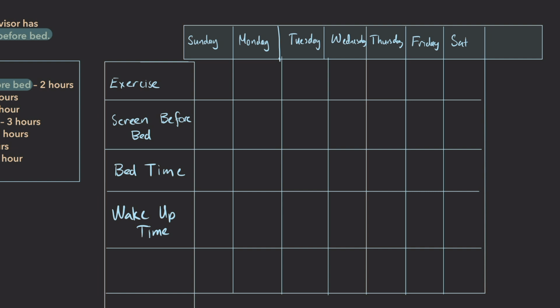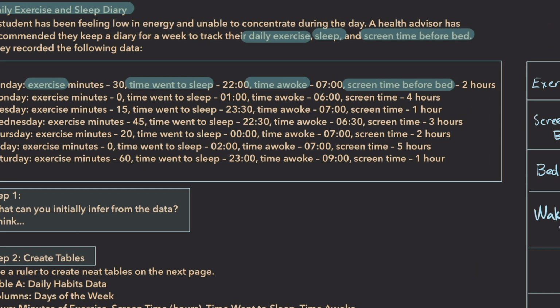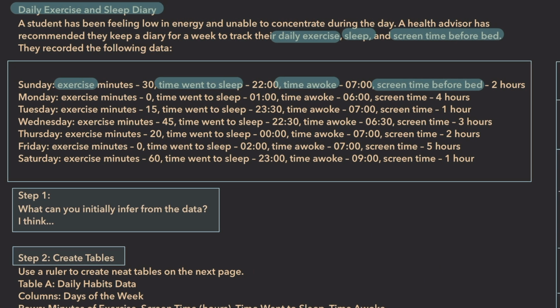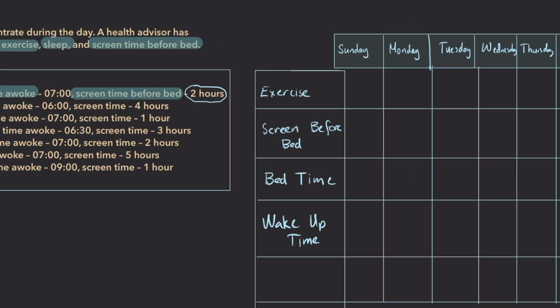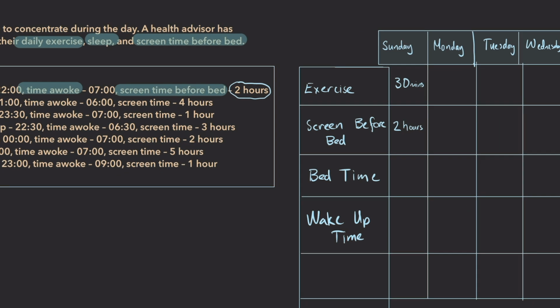Now we need to transfer the data from what we've got over here onto our table. So on Sunday, we can see that the exercise minutes were 30 and the screen time before bed was 2 hours. So I'm going to put that in. So Sunday exercise was 30 and screen before bed was 2 hours. 30, and I'll just put in minutes. I won't do that for all of them, but just so that we can see.